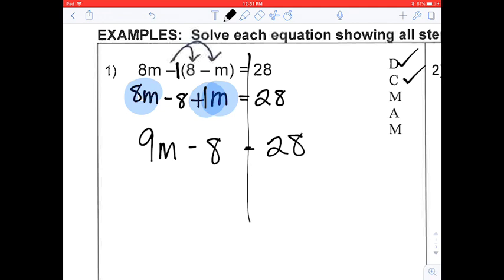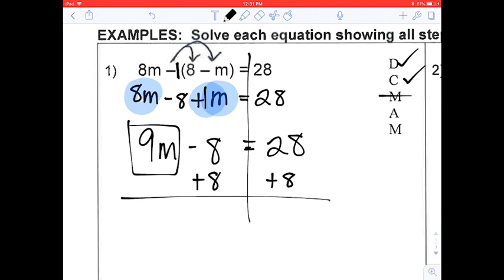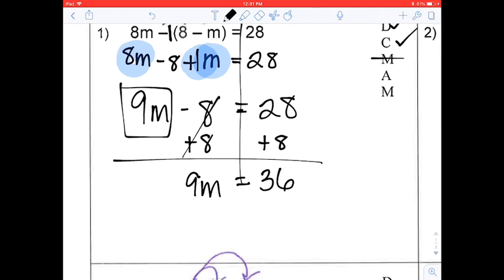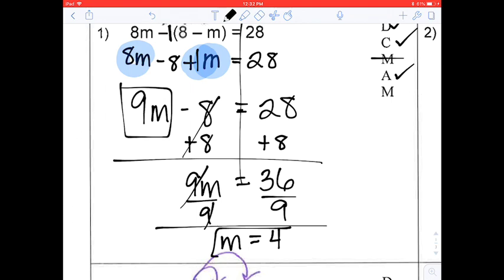Like terms are combined. I have variables on only one side of the equation, so I do not need to move them. I am subtracting 8 from my 9m. To cancel it out, I'm going to add 8 to both sides. 9m equals 28 plus 8, which is 36. Finally, the m is being multiplied by 9, so I'm going to divide both sides by 9. And m equals 4.